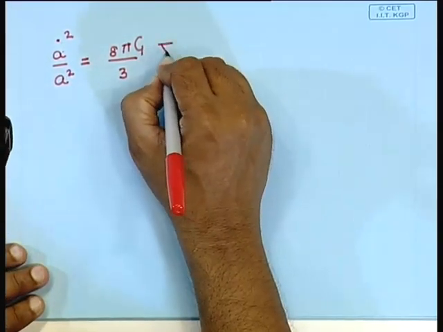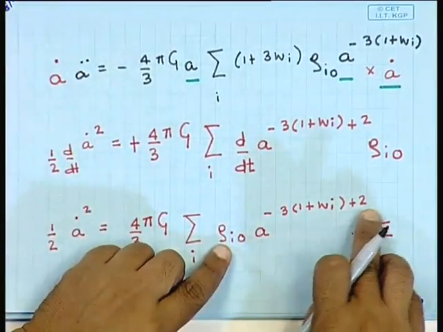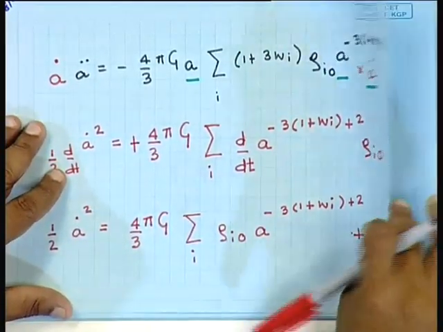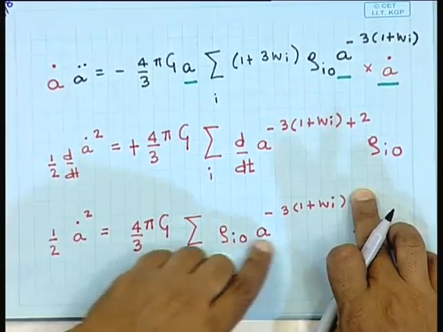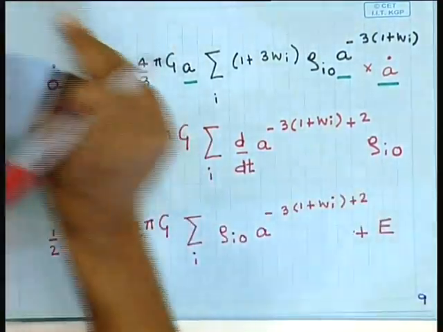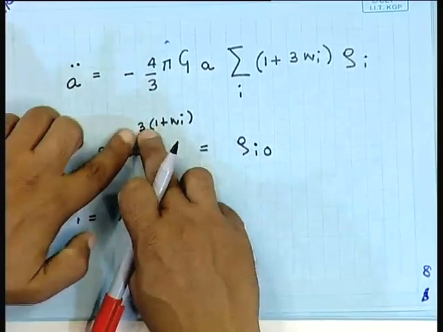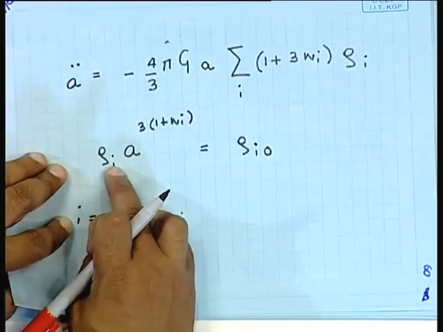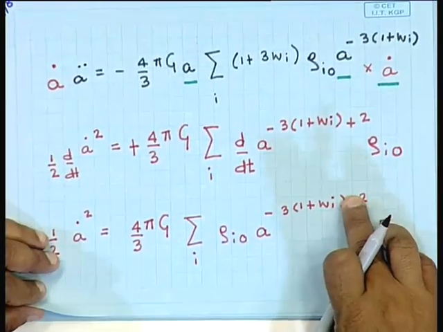and then we have the sum over I. Now, I am going to divide it by a square. So, if I divide this by a square, I have a dot square by a square, that is right. So, this power of plus 2 is gone. Rho I naught into a to the power of minus 3 into 1 plus w I, divided by a square, is basically this divided by this, which gives me the density rho I at any instant of time.